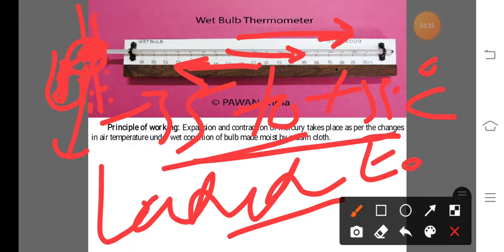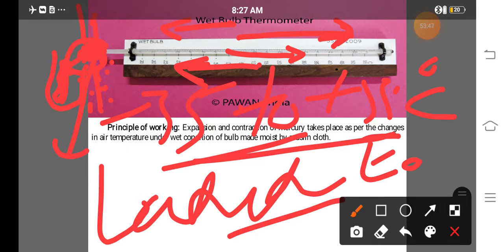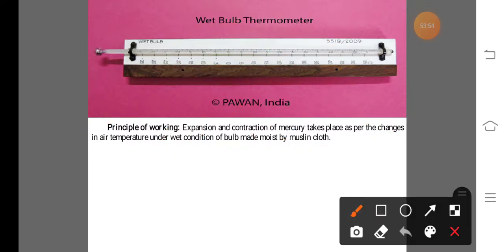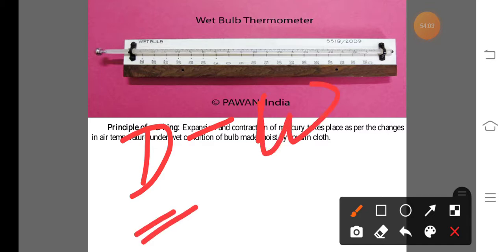this muslin cloth is cooled maximum, and due to cooling of this muslin cloth, that means this bulb is also moist, and the temperature of this wet bulb thermometer also decreases. Like that, this thermometer is used to measure the moist and cool temperature of the atmosphere. When the difference between the dry bulb and wet bulb thermometer is 0, at that time they consider the atmosphere fully saturated.